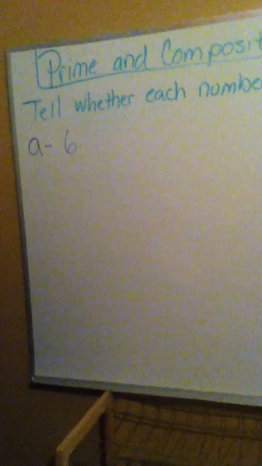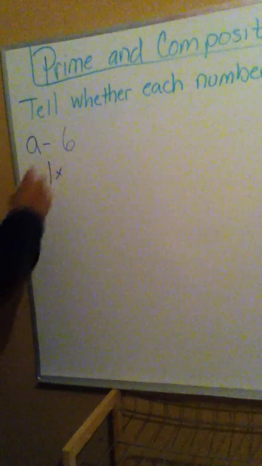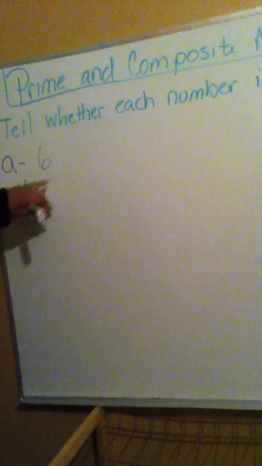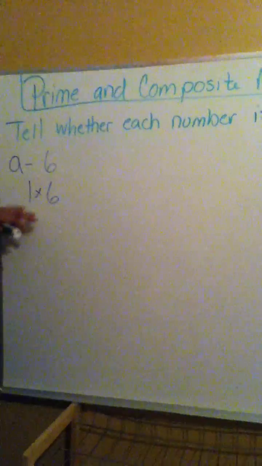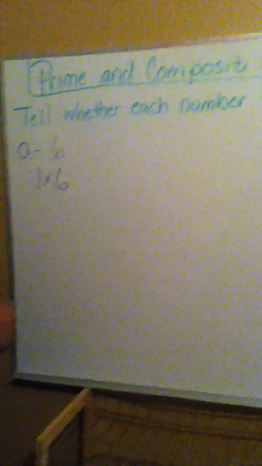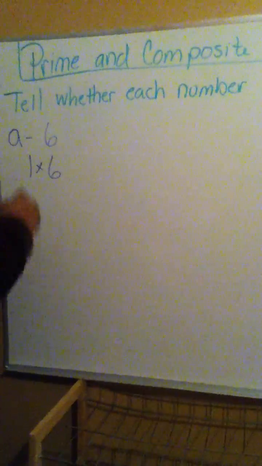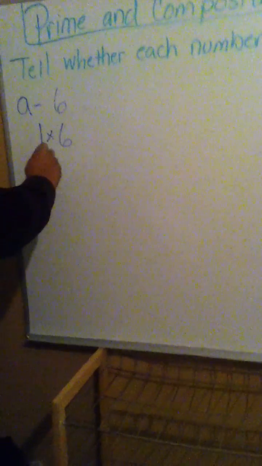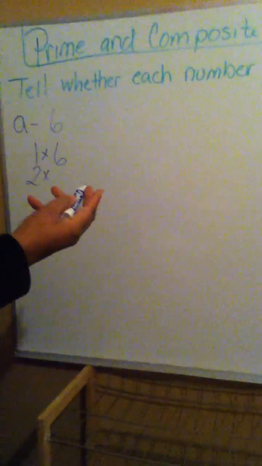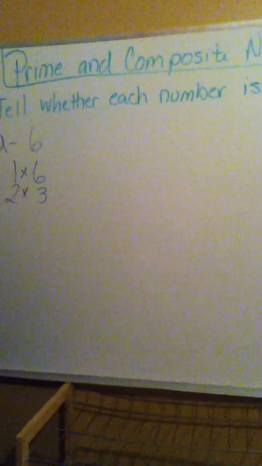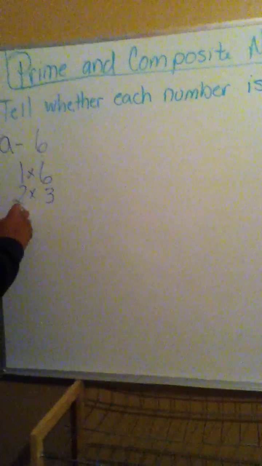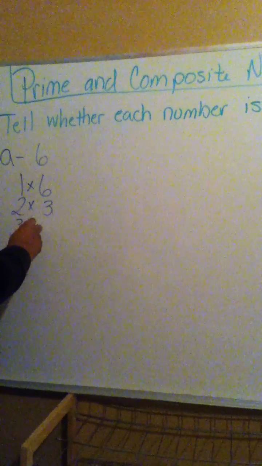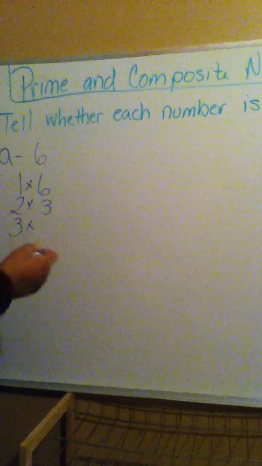I'm going to start with 1. What times 1 will give me 6? Any number times 1 gives me that same number back, so it's got to be 6. The first factors of 6 I found are 1 times 6. I checked 1, now I'm going to check 2. What times 2 will give me 6? 2, 4, 6. 3. 2 times 3 equals 6. I checked 1, I checked 2, now I'm going to check 3. 3 times what will give me 6? 3, 6. 3 times 2.